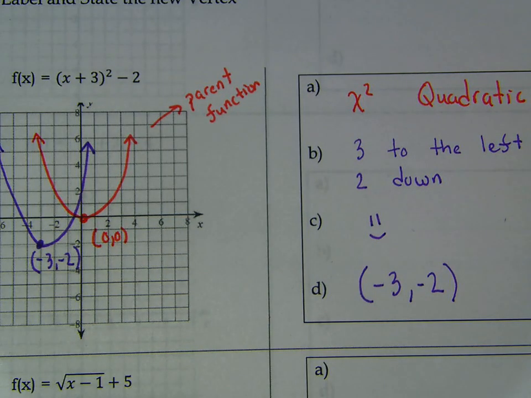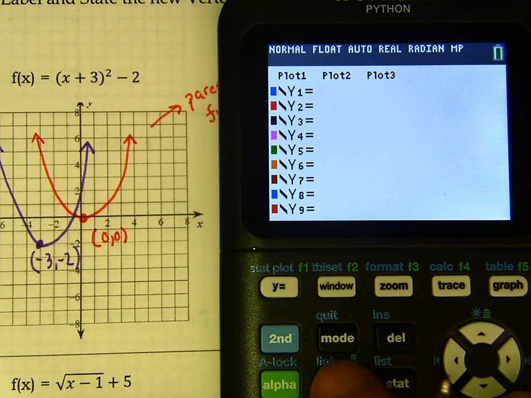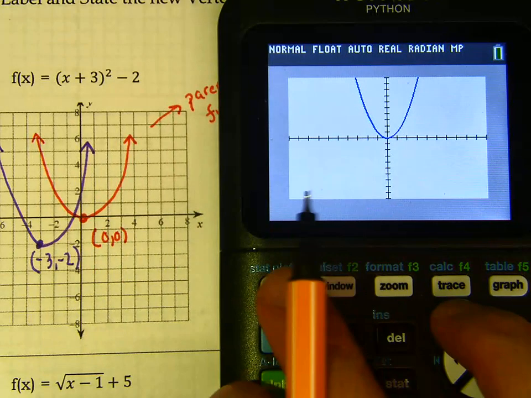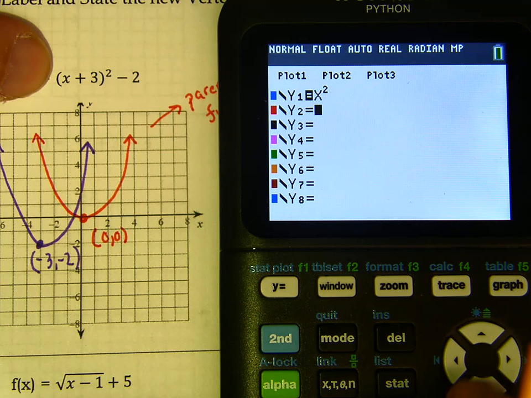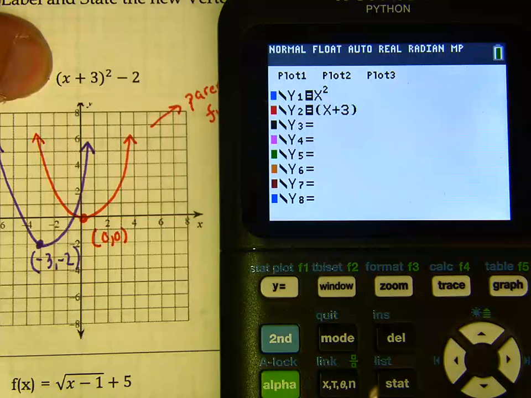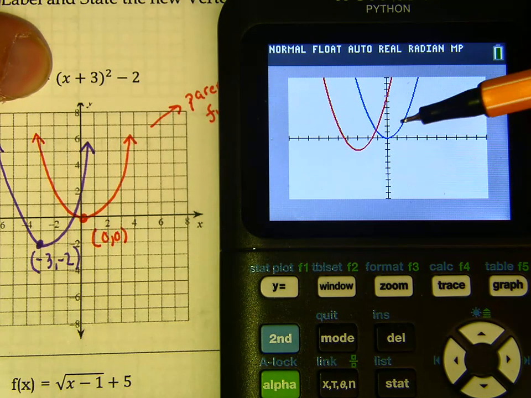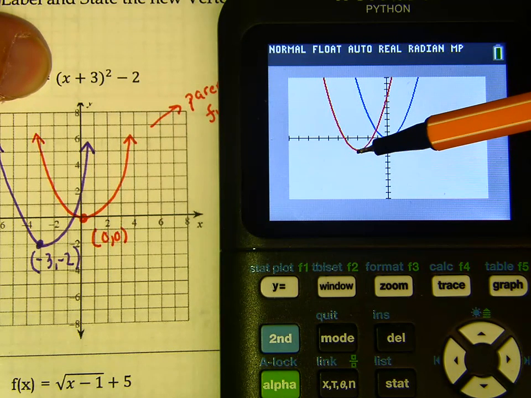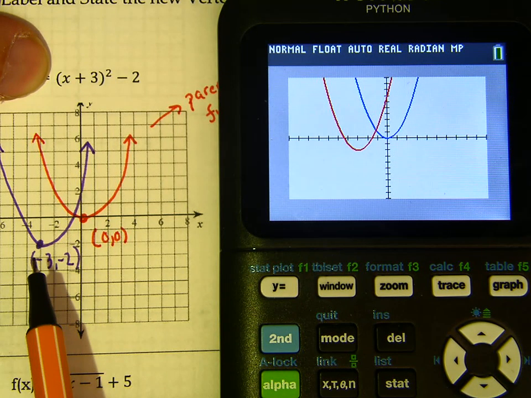What you could do is, can I plug it into the calculator? Let's see. I hit y equals. I type in x squared, which is my original function. Then if I go below, I type this in, and remember, you're only typing this part in: parentheses, x plus 3, close, squared, minus 2, graph. And what happened to the graph? It went 3 to the left, down 2, and that's exactly what we did here. 3 to the left, down 2.